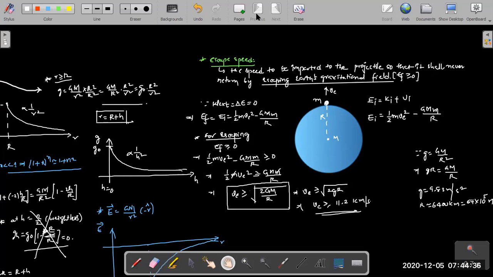In fact, if you can observe here, the escape velocity is proportional to the radius of the planet. If you talk about Jupiter, it is very huge compared to the Earth, right? So the escape speed of Jupiter is very huge compared to that of the Earth.